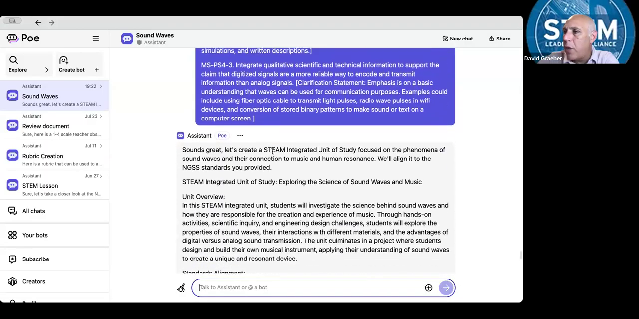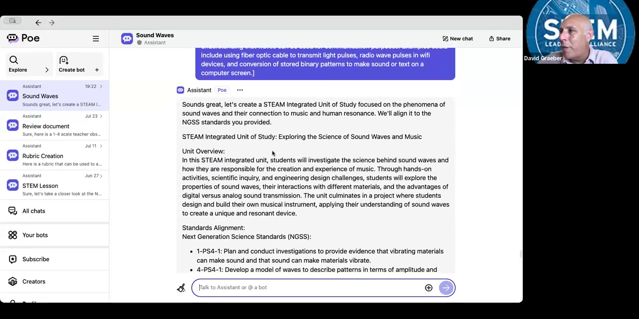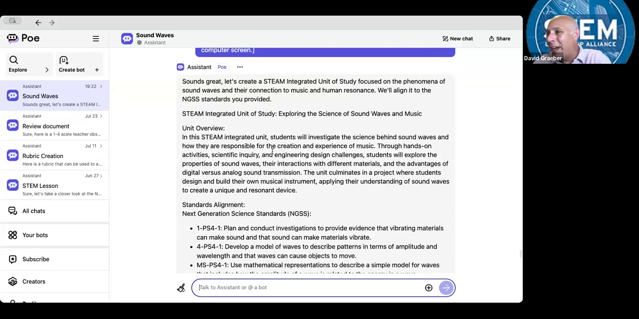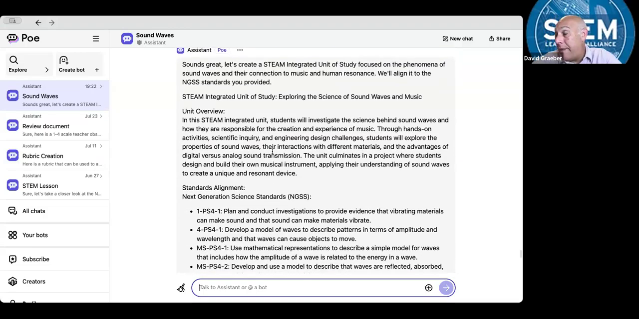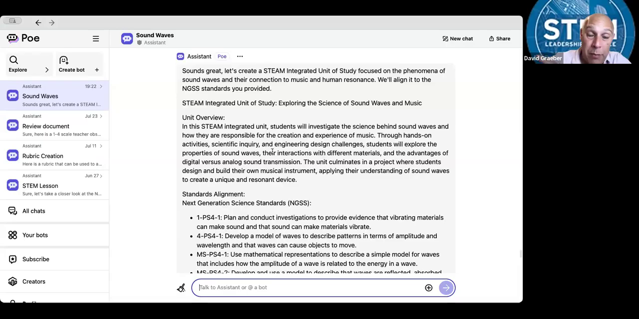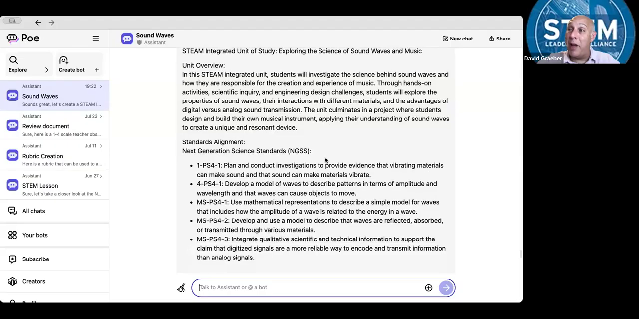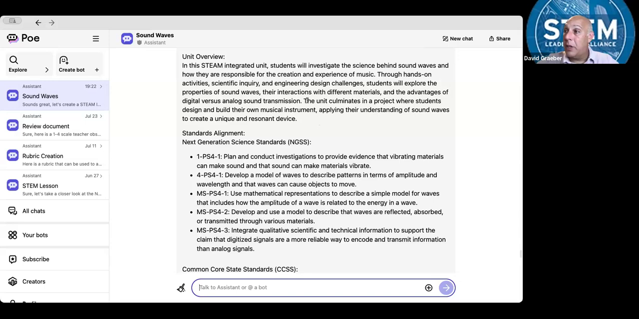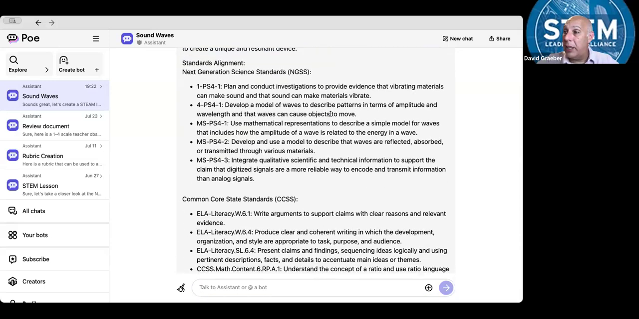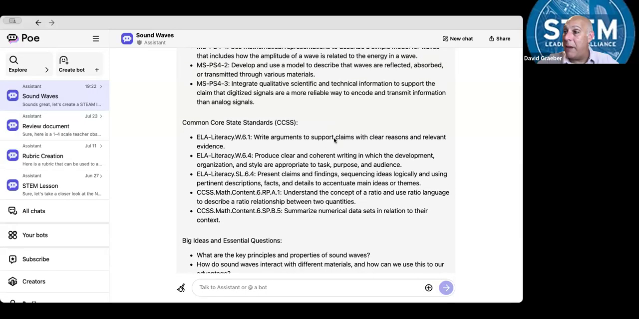And it says, sounds great. Let's create a STEAM integrated unit of study focused on the phenomena of sound waves and their connection. Look at this. So now I have to read this. I can't just print out what AI produces, right? We know that AI hallucinates. We know that sometimes it adds things that it didn't mean to add. So it's not perfect, but it certainly cut down an enormous amount of time of helping me organize the standards. The unit culminates in the project here, and it has the literacy standards and math standards.